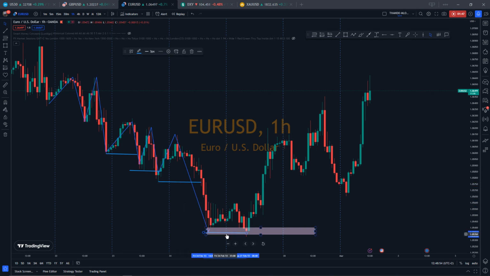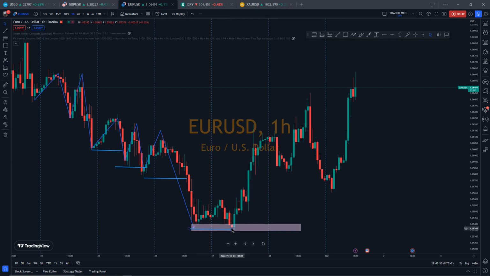price did not close below that low. But what price did, it just came, then went and closed above that high, creating a new higher high. Can you see that? Yes, it created a new higher high when price closed above that high.